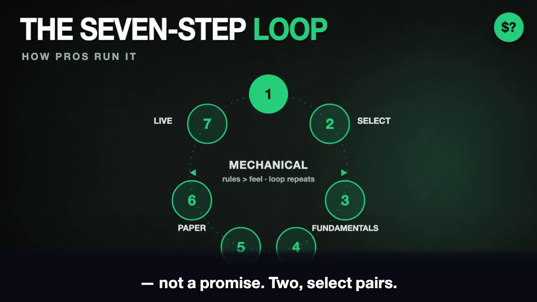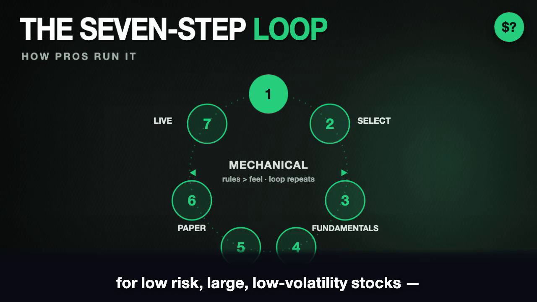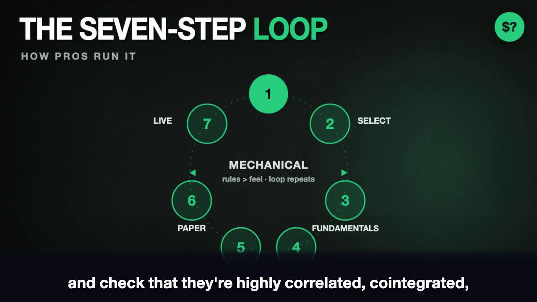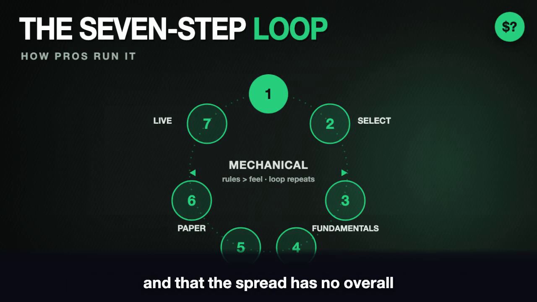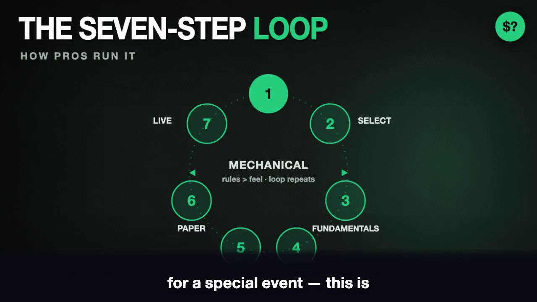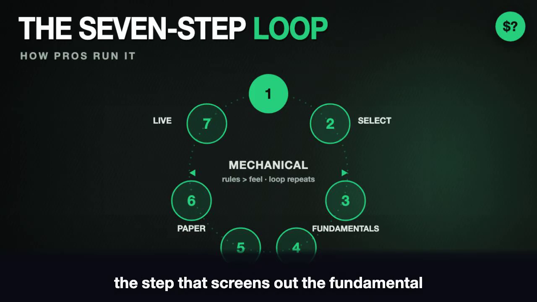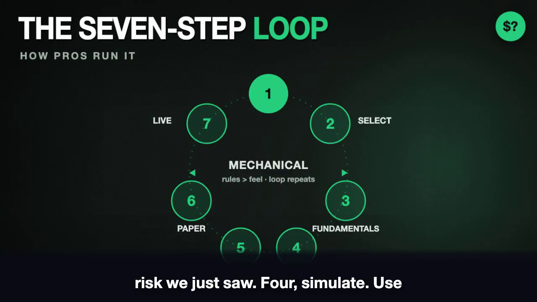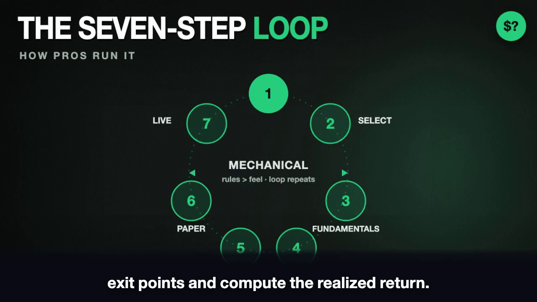2. Select pairs. Pick pairs that fit the target for low risk, large, low volatility stocks, and check that they're highly correlated, cointegrated, and that the spread has no overall trend. 3. Fundamental analysis. Check each name for a special event. This is the step that screens out the fundamental risk we just saw. 4. Simulate. Use past data to set your entry and exit points and compute the realized return.